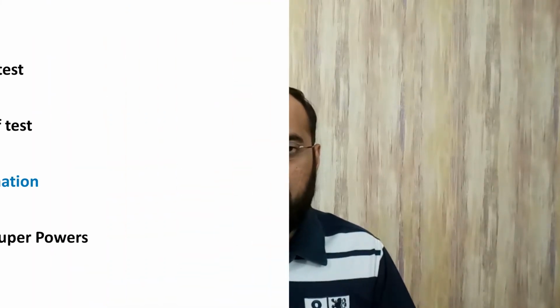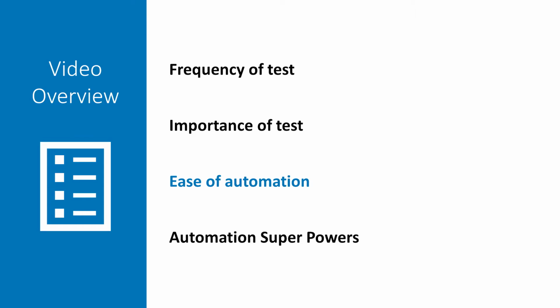So the third point would be ease of automation. This is generally the most commonly used point when we talk about what to automate, but it also is a very complex and a very subjective question, because ease of automation varies a lot across how automation frameworks are designed, what type of product we are automating, and what the environment is. So ease of automation is a very subjective question from team to team.